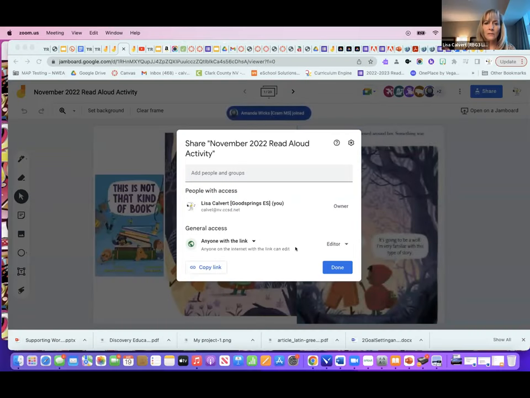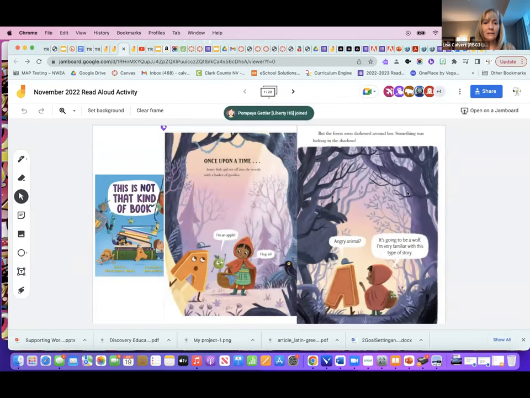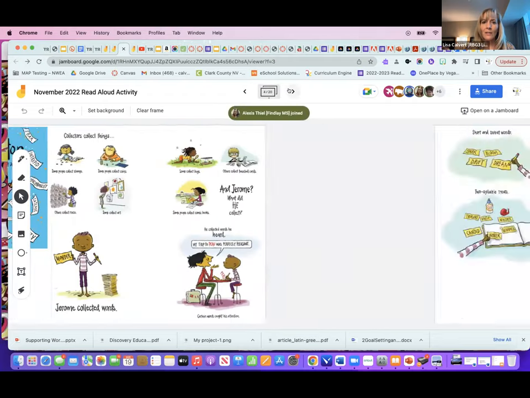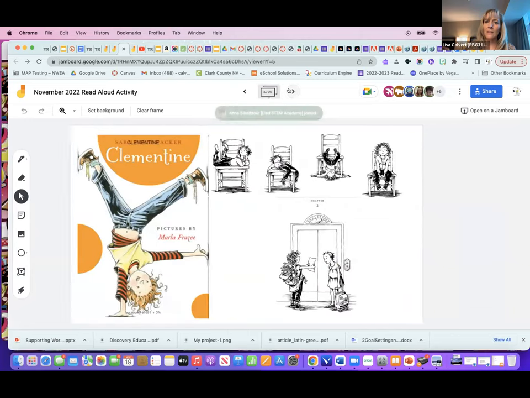You're going to go into that last Jamboard. You're going to find a story that has a passage that you could use for your grade level, or whatever you want to work with. You're going to find a passage, and you're going to find a word. And then you're going to come over here at the end.